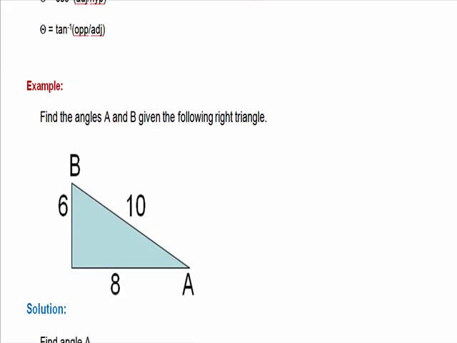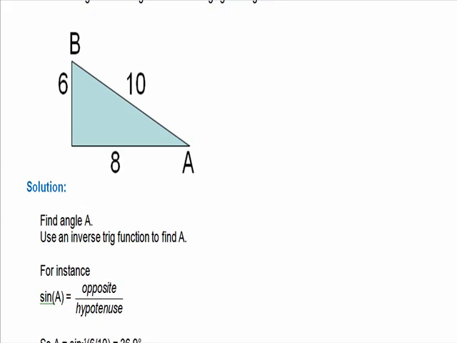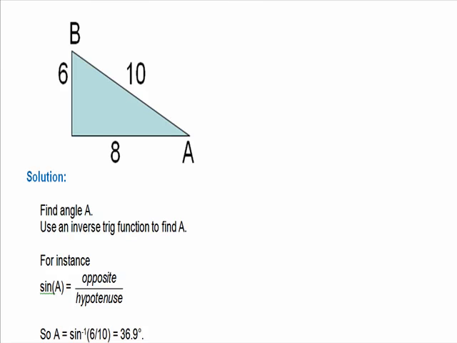So let's take a look at an example. Suppose I have this triangle. I have a 6, 8, 10 triangle, and I'd like to find angles A and B in the triangle. So I'm going to find angle A first. One of the things I might notice in angle A is that I could talk about the sine. Sine is the opposite over the hypotenuse, so the sine of A would actually be 6 over 10.